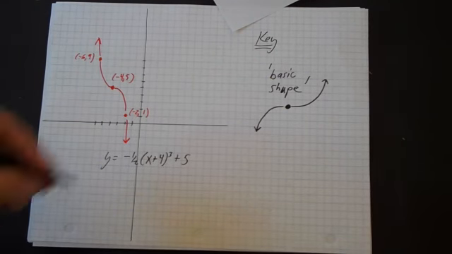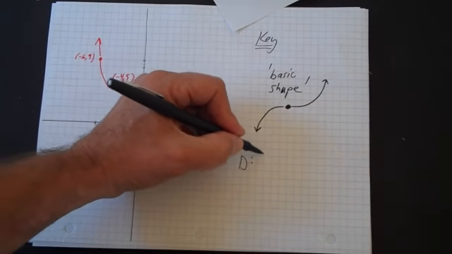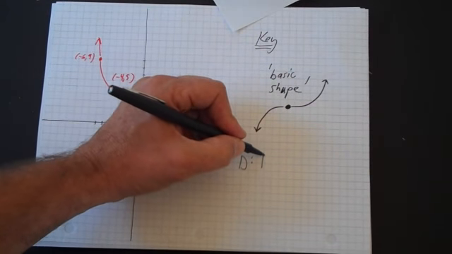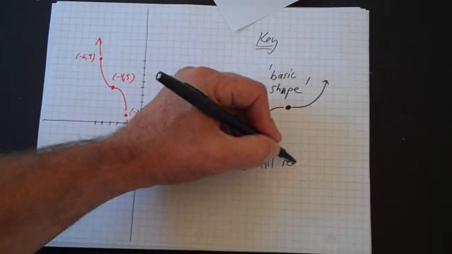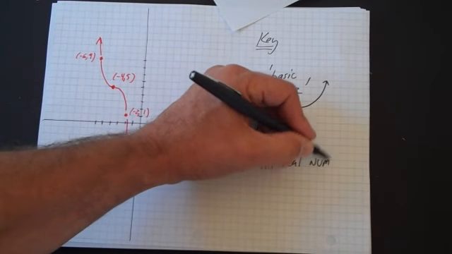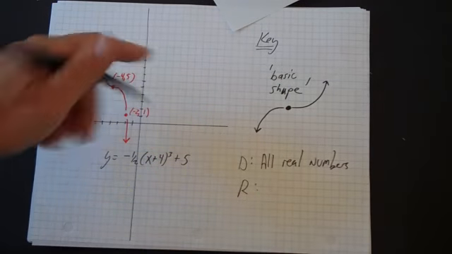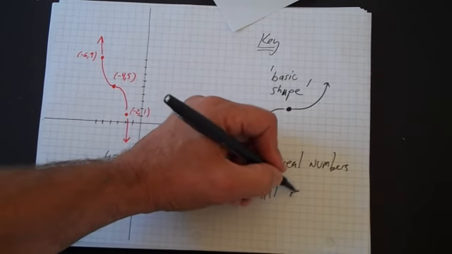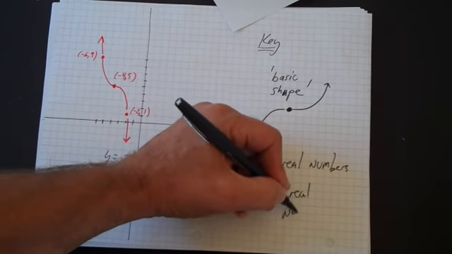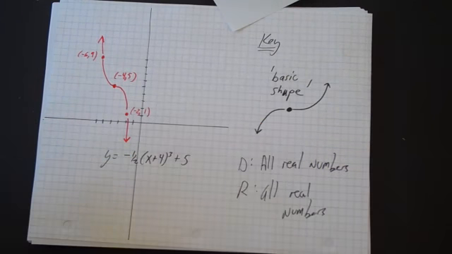If we want to do domain and range here, domain is all real numbers, and the range here is going to be all real numbers. So actually domain and range are always very simple with y equals x cubed. It's always all real numbers both ways.